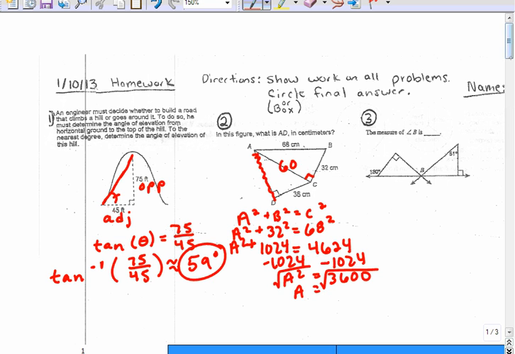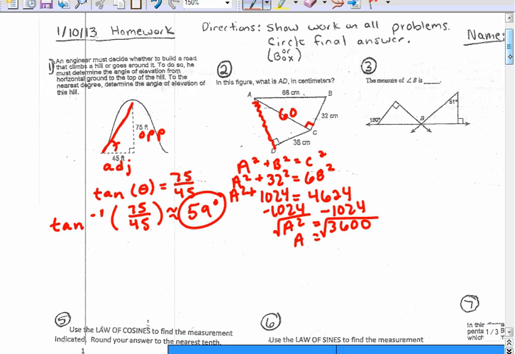Okay, now that we know that that's 60, we're going to find this side right here, which is what we've been looking for. So we're going to do the Pythagorean theorem over again: a squared plus b squared equals c squared. In this case, our c is 60. One of our sides is 36 centimeters, and we're trying to find the other side. So 36 squared is 1296. We know that 60 squared is 3600. We're trying to find a.